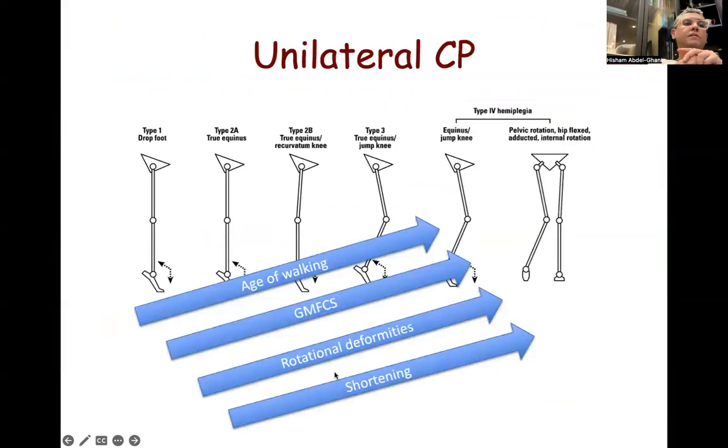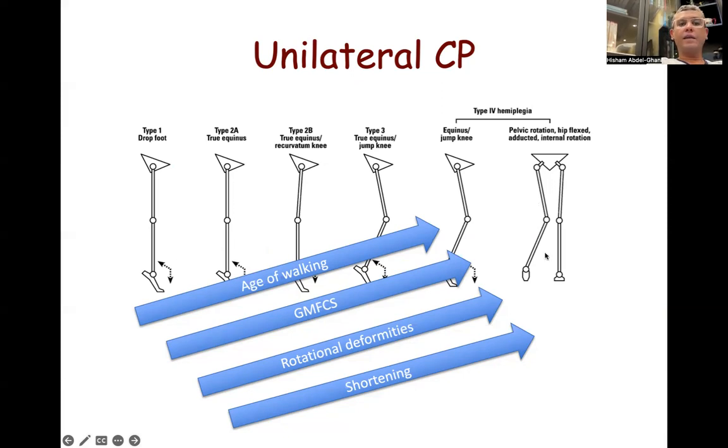So in unilateral cerebral palsy, the higher the grade and the classification of the pattern of walking in this patient, the higher the age of walking. Usually types 1, 2, and 3 walk early, before the age of 2 years, and types 3 and 4 walk later, after the age of 2, sometimes 3 years in type 4.